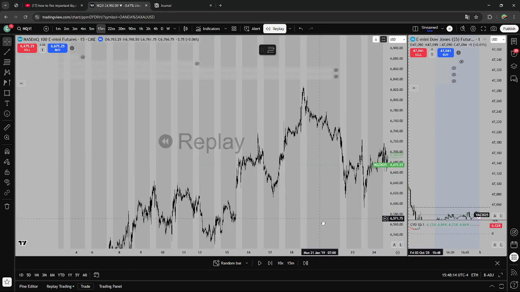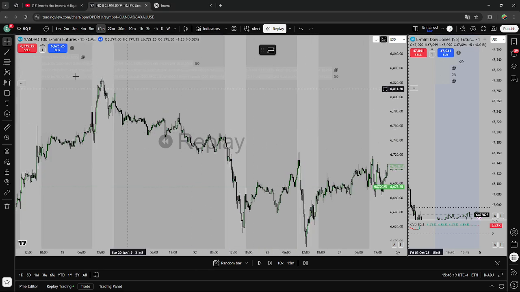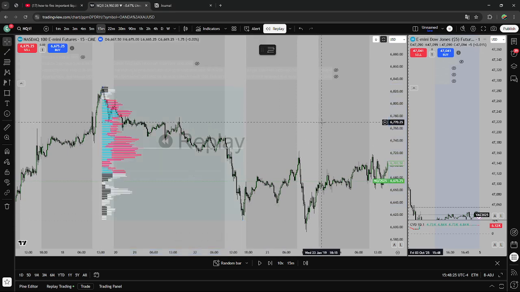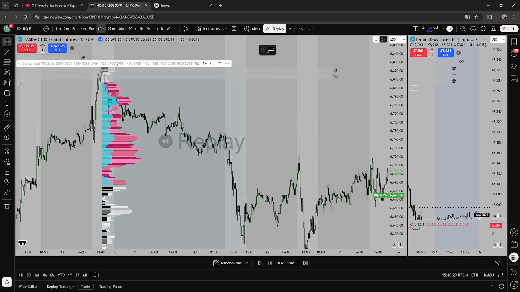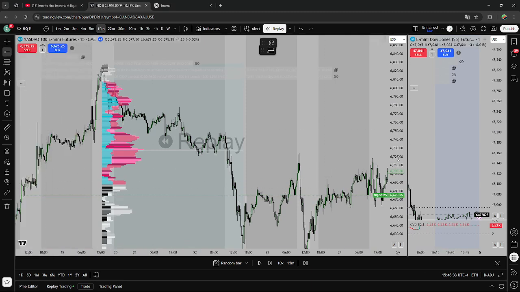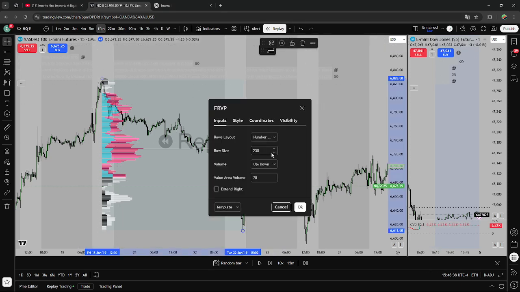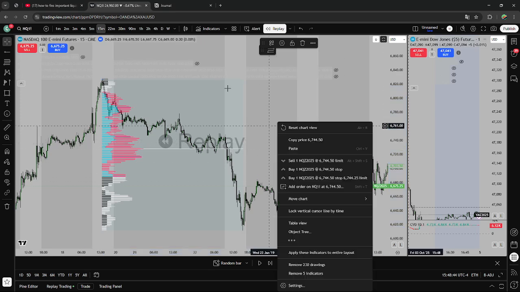So let's just take any swing point. Let's take this move here. And to be clear, this is not like a magical thing or whatever. It's just something to help, right? And then you would want to draw out the volume profile here.